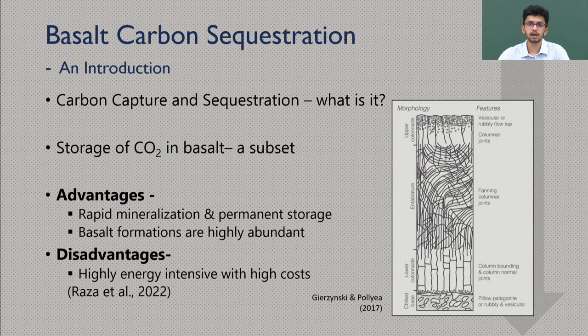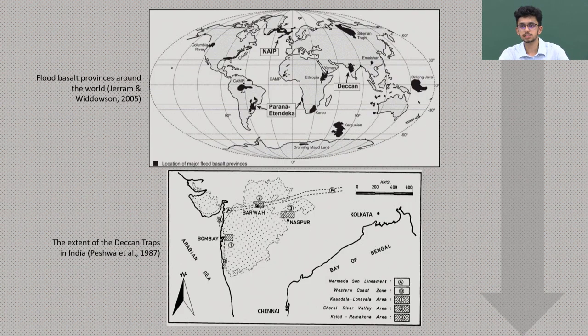Another very important advantage of basaltic carbon sequestration is the abundance of basalts in the world. Flood basalt provinces are present in almost every continent, and even if we consider our own country, the Deccan traps offer huge potential. Here in the first map you can see all the flood basalt provinces all around the world, especially the ones which are very big. For example, the Deccan traps, the Siberian traps, or the Columbia River flood basalts. In the second map you can see the extent of Deccan basalts, and the volume and aerial extent they provide are very important for future commercial grade carbon sequestration.